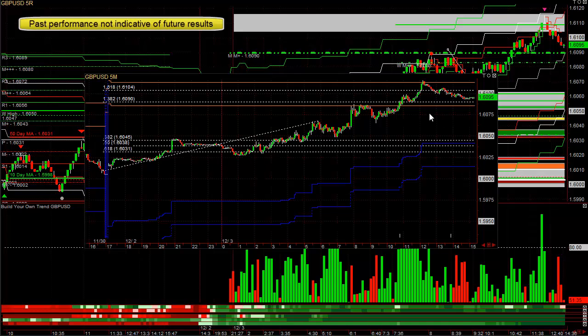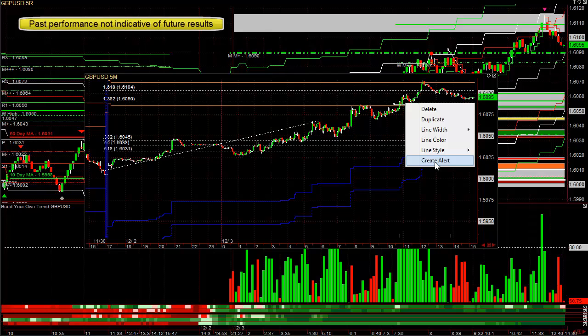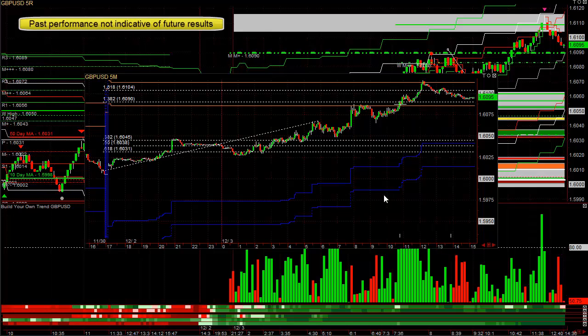And so at this area right here, if you right click and go to our drawing tools and put a little line on there, you can go to create an alert and have a cell phone message sent to your phone. So you don't have to watch the markets tick by tick throughout the day. Even if you have a regular job, you can be notified on your cell phone and put a trade on.